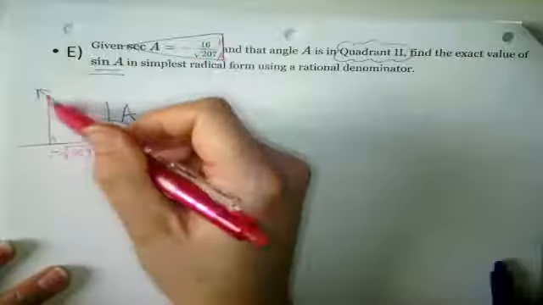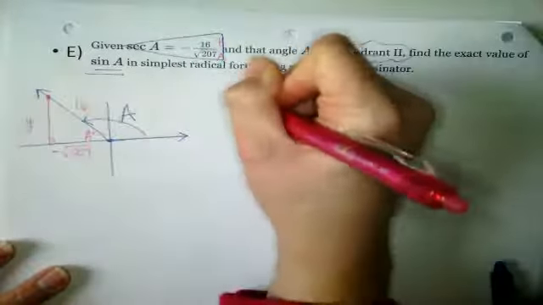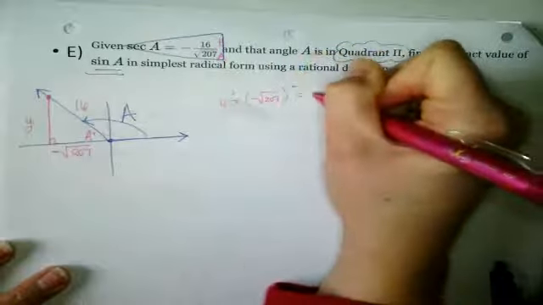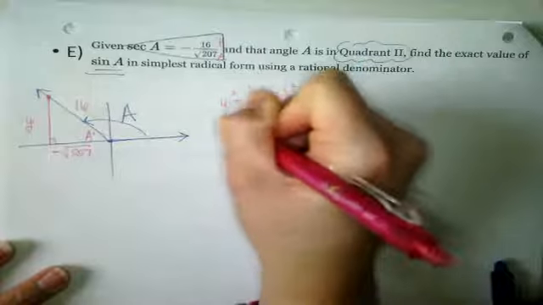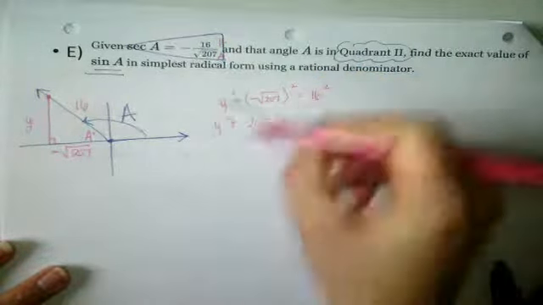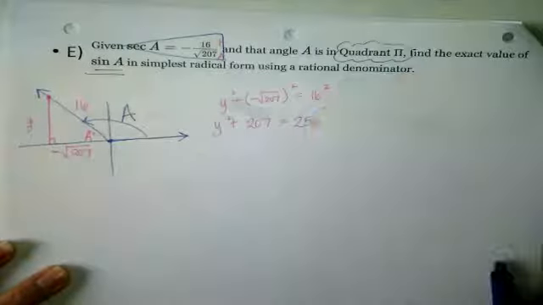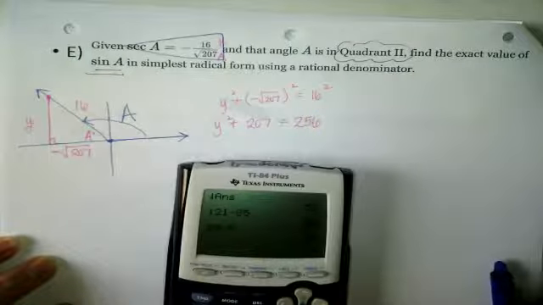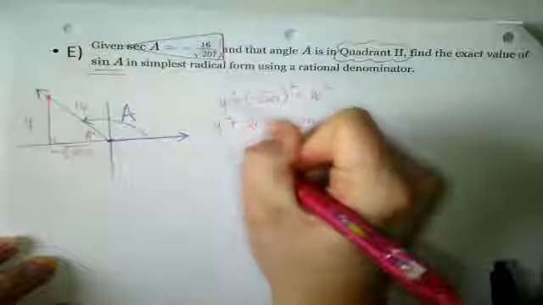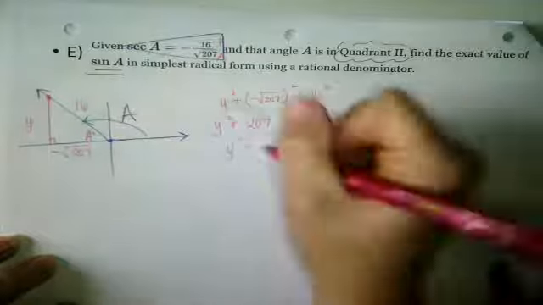And so I need to figure out the third side. Again, it's a vertical side, so I'm going to call it y. So y squared plus negative radical 207 squared equals 16 squared. Well, that's just 207 equals 256. Is that right? I think so. Right, 256. And then if we subtract 207, I get 49.